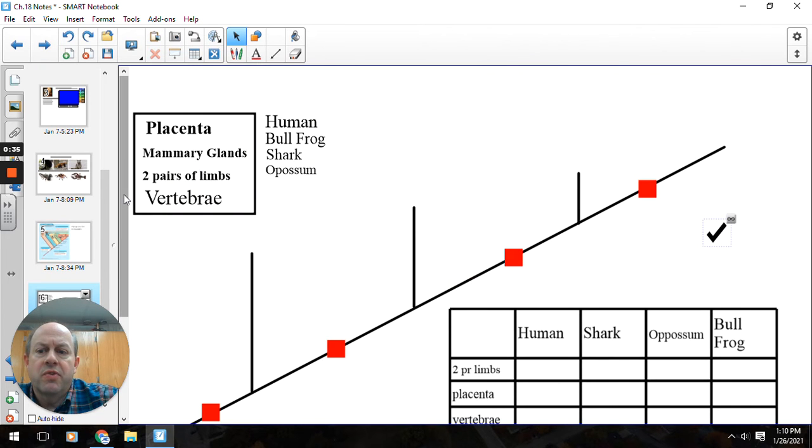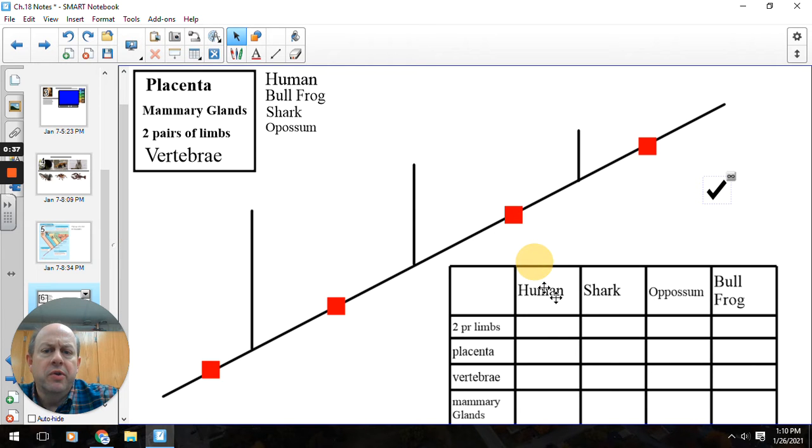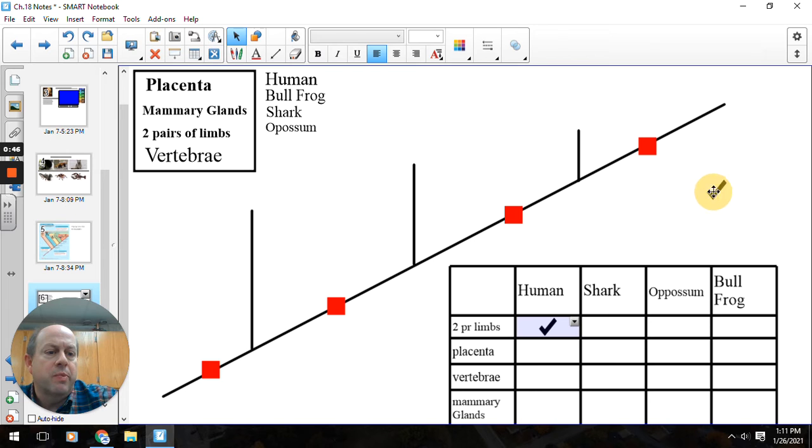For this one, we'll need to fill out our traits in our data table here. So for two pairs of limbs, a human would have two pairs of limbs, a possum would have two pairs of limbs, and a frog would have two pairs of limbs. Placenta, only the human would have that. Vertebrae, all of our animals here would have that. And mammary glands is only going to be a trait that just the humans and the possum have.